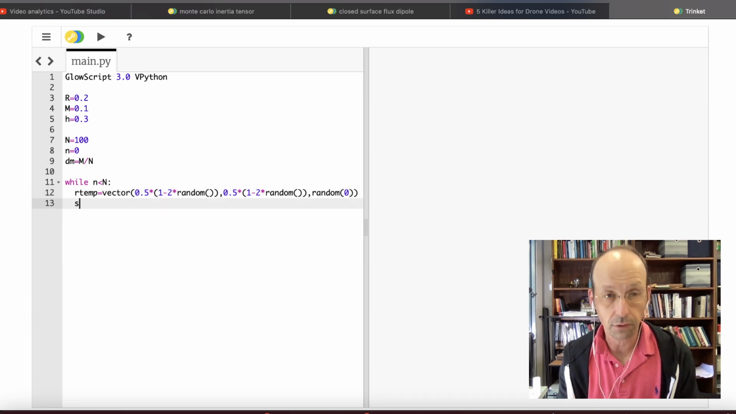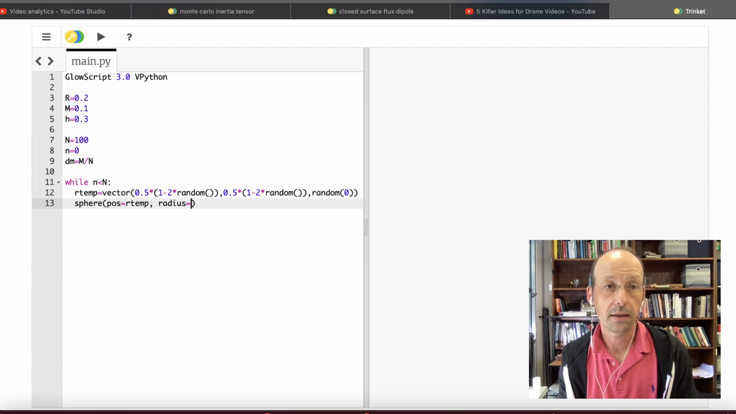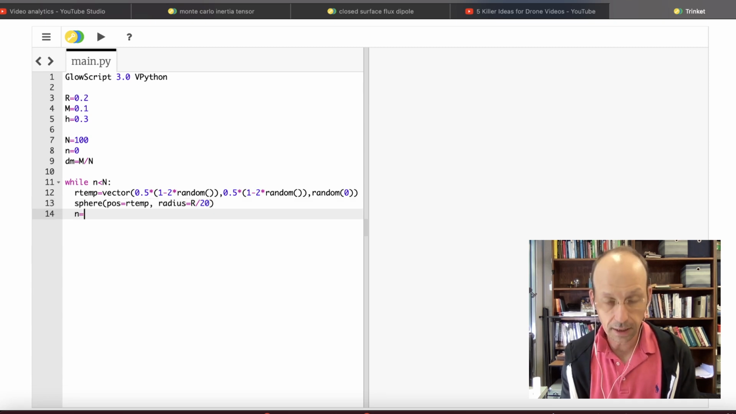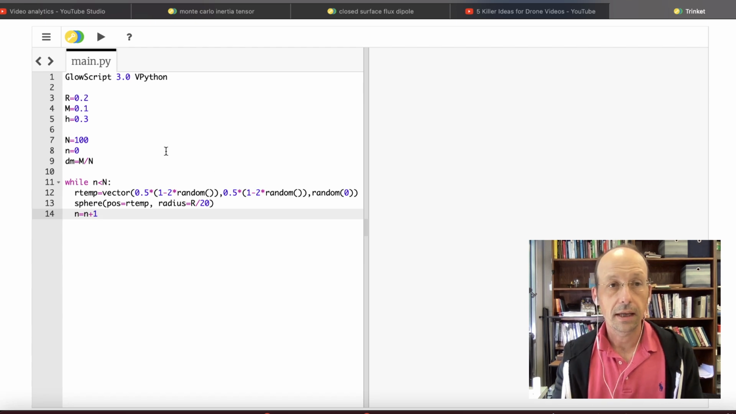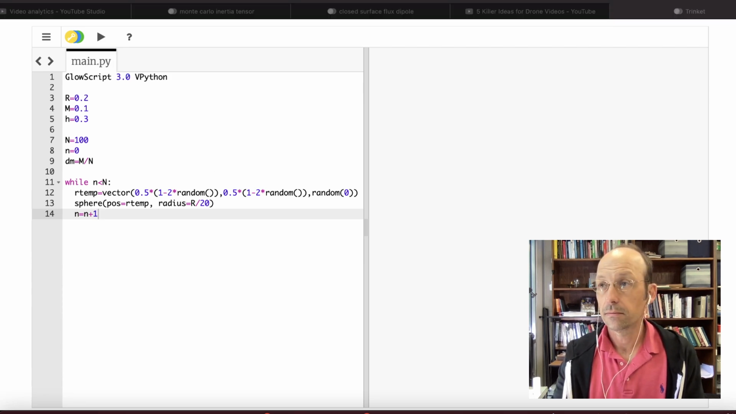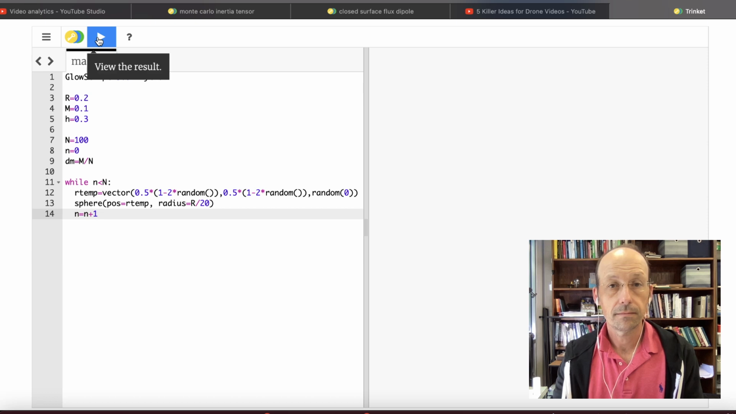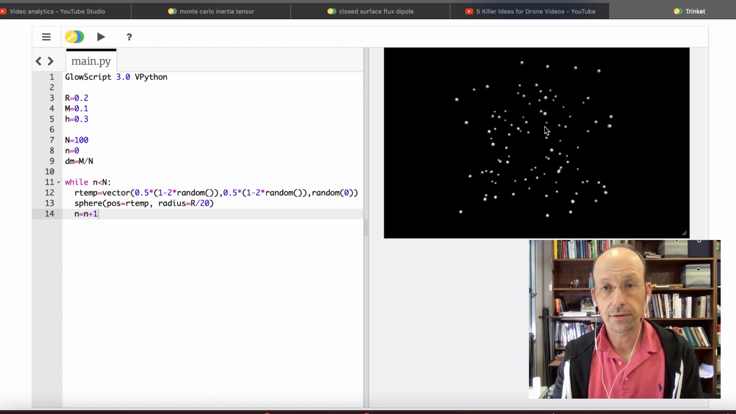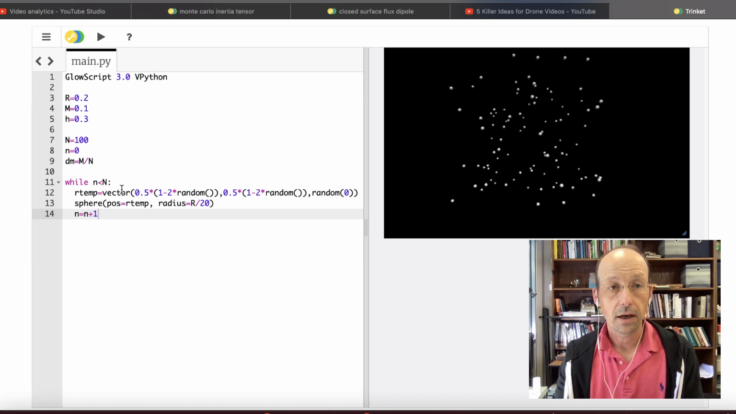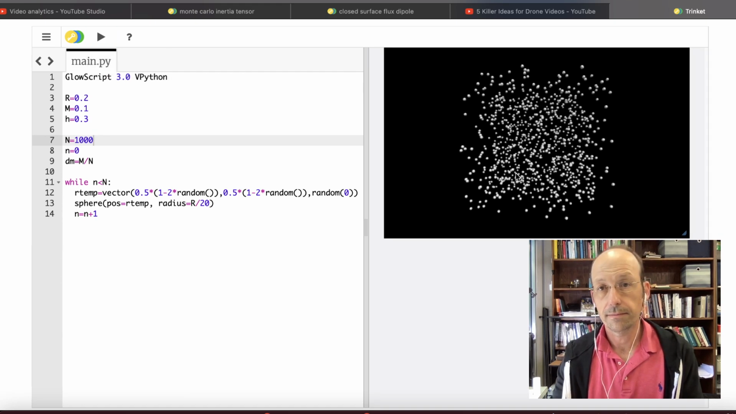So let's just plot these. So I'll say sphere position equals r temp. Radius equals, let's say, R divided by 20. I'm just making up something. Now I need to add 1 to n. n equals n plus 1. And let's run that. There you go. So that's 100 data points. And it does look like it's centered at the origin. Let's just do 1,000 because it'll look more like a cube. Yeah, I think that's right.